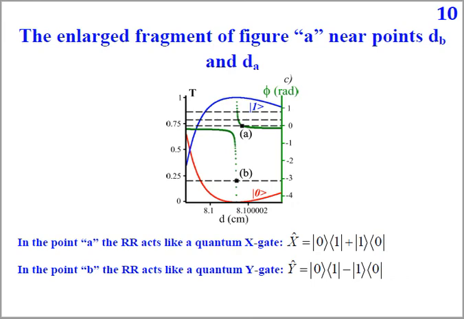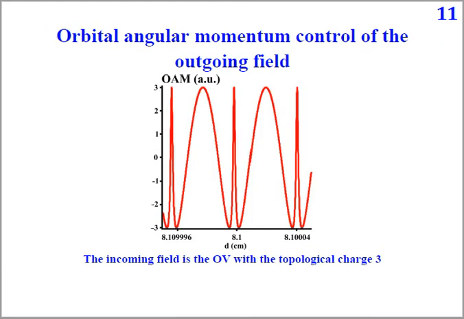Another property of the ring resonator is the possibility to continuously control the orbital angular momentum of the outgoing field by changing the ring's length d. This can be useful in micro-manipulation operations with microparticles.